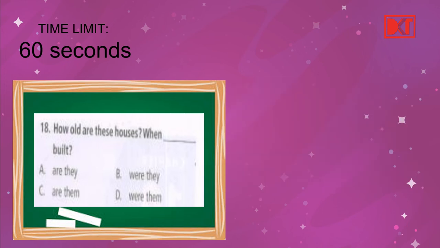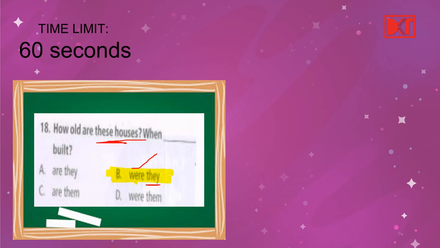How old are these houses? When dash built? A. When are they built? B. When were they built? C. When are them built? D. When were them built? Okay, here the correct answer is B. When were they built? Why? Were, because we're talking about the past, and they, because we're talking about these houses.